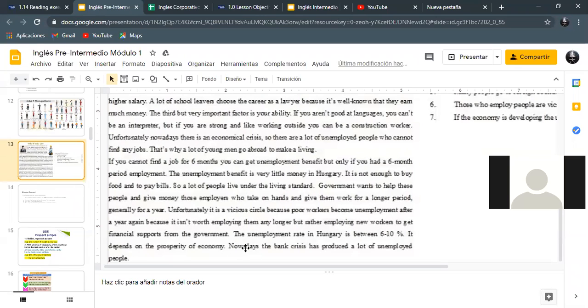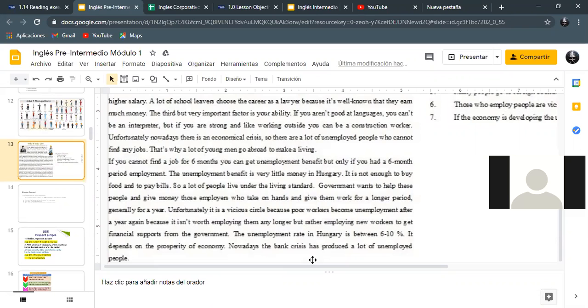Good. Apoyo. Good. The unemployment rate. What is unemployment rate? Rango de desempleados. Very good. Something like that. La tasa de desempleo. Okay. And then it says in Hungary is between. What is between? Entre. Good. And then it says it depends on the prosperity of economy. Nowadays, the bank crisis has produced a lot of unemployed people.